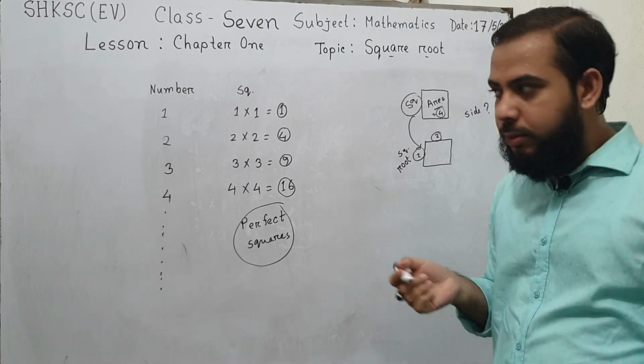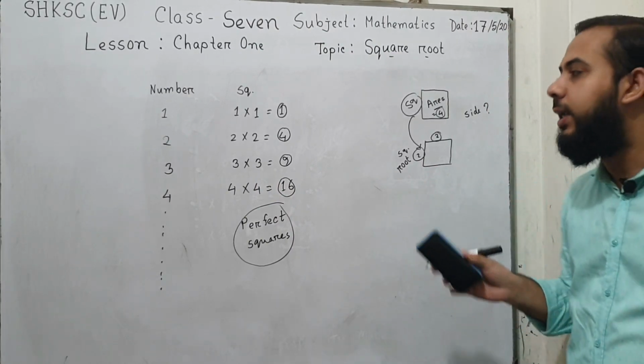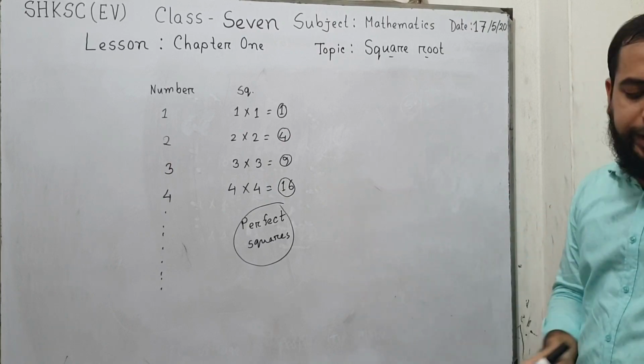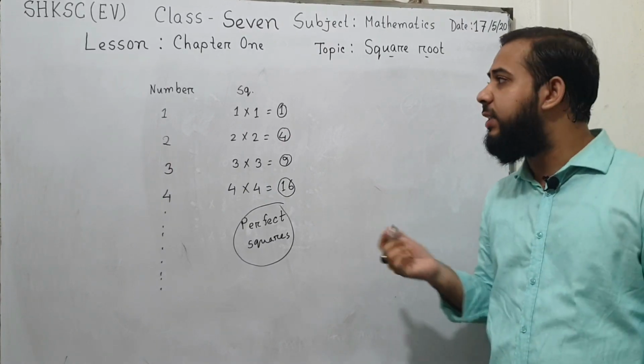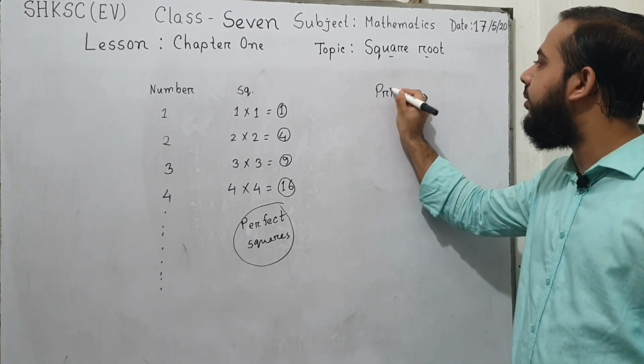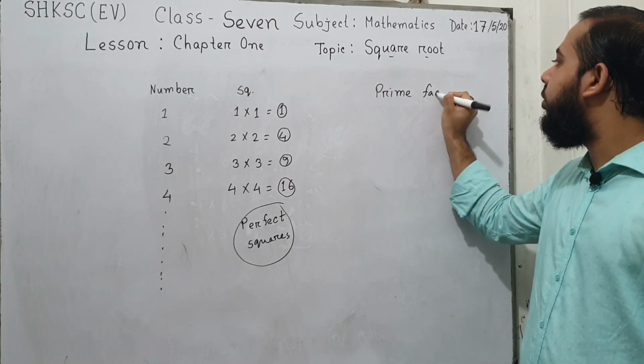So today we will discuss how to find square root. There are two methods of finding square roots. One is the prime factorization method.